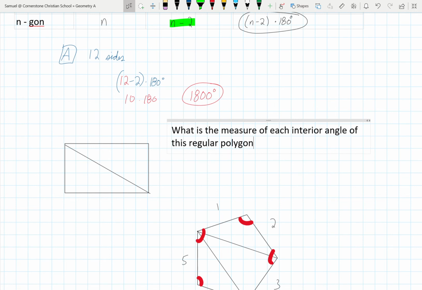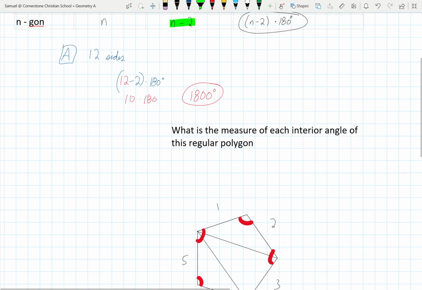So let's think about that one for a second. If I'm talking about this rectangle, what's the measure of each interior angle? Now, I guess this wouldn't be a regular polygon. I would need a square. A square would be a regular polygon, so we'll use the square. What is the measure of each interior angle of this regular polygon? Well, since this is a square, we already know it, but since it's a regular polygon, all of these have to be identical. And so each of them would be 90 degrees.